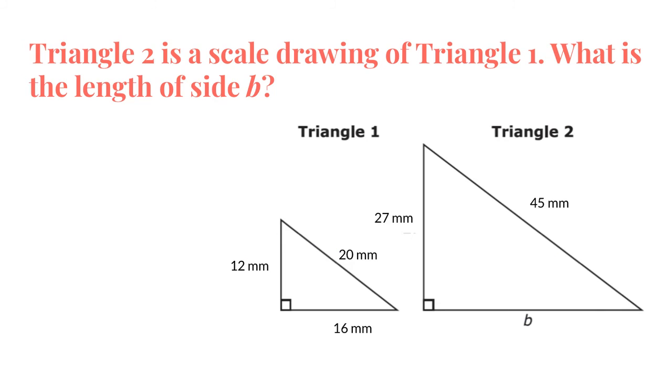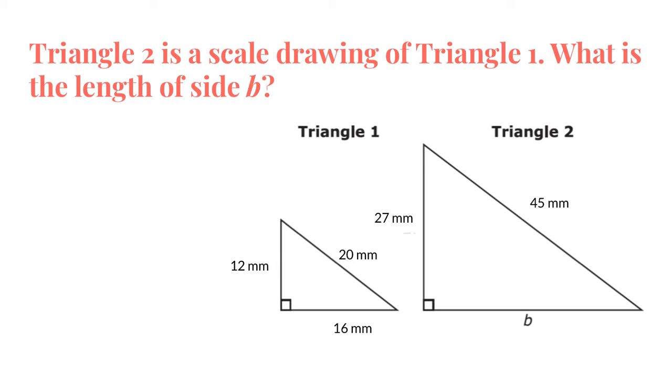All right, triangle 2 is a scale drawing of triangle 1, meaning there is a ratio occurring between the enlargement of the triangle. We need to figure out what the length of side B is. Fisher, how are we going to do it? Subtract triangle 2 numbers from triangle 1. Not subtract them. Divide them.